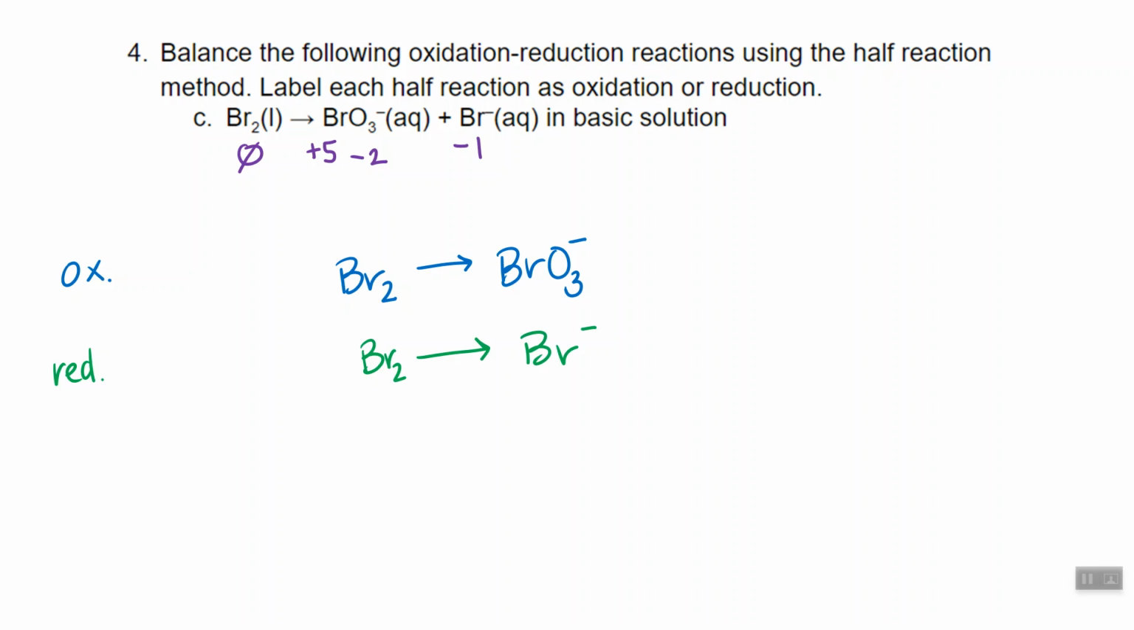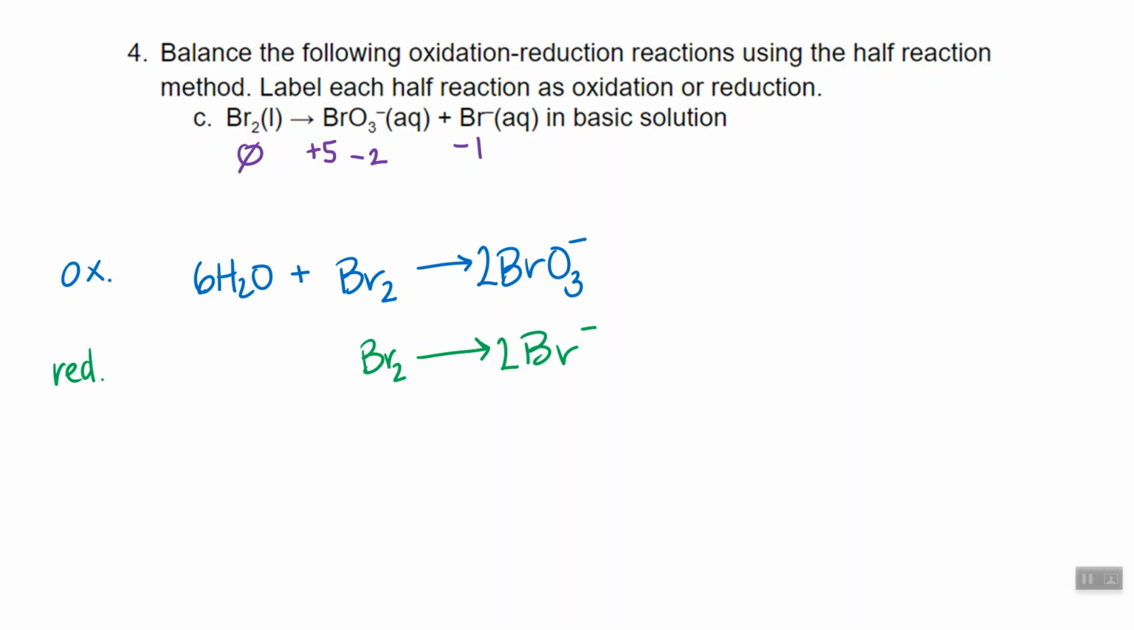So first I want to take care of things other than oxygen and hydrogen. So I'm going to put a 2 in front of this. And then I'm going to put a 2 in front of that guy. So now I need to take care of oxygen, and I've got 6 oxygens, so I'm going to add 6 waters. And no oxygen to worry about for the bottom one.